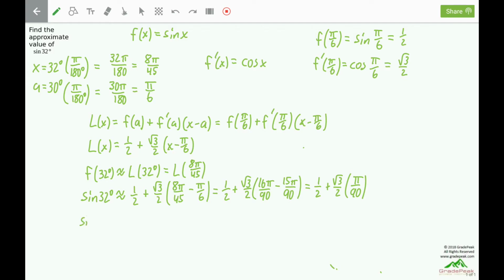So the sine of 32 degrees is approximately equal to 1/2 plus, multiplying the numerators, root 3 pi over 2 times 90, which is 180.